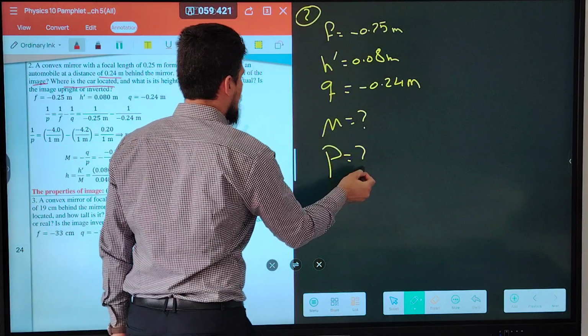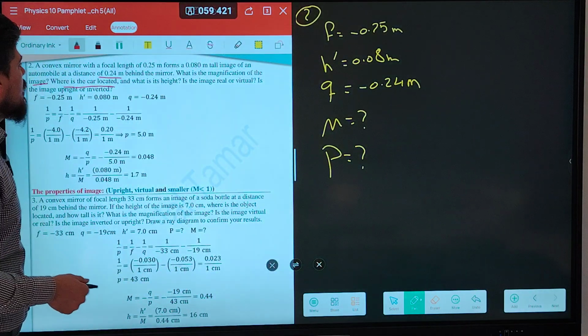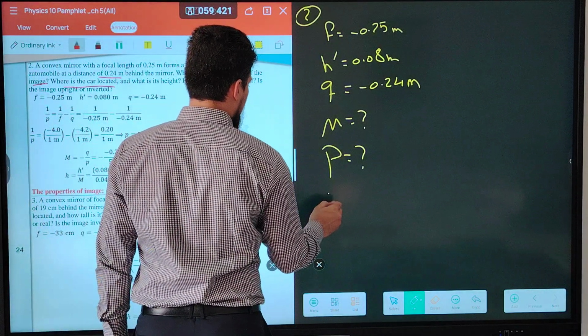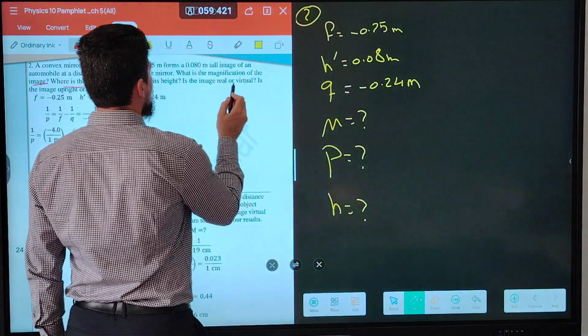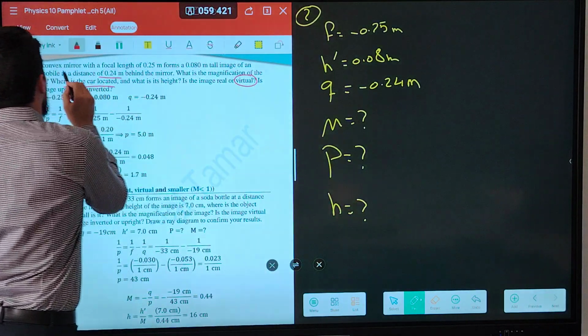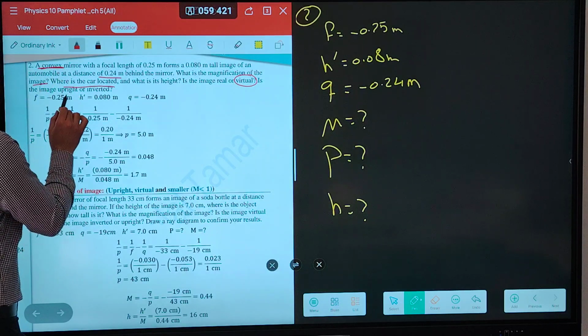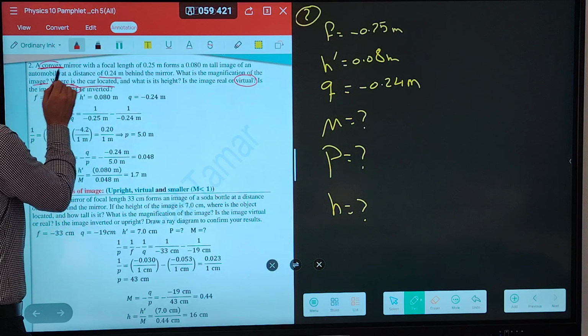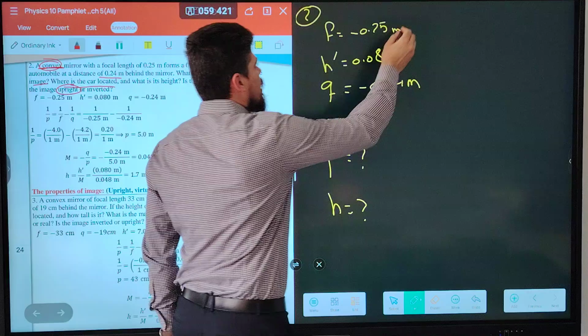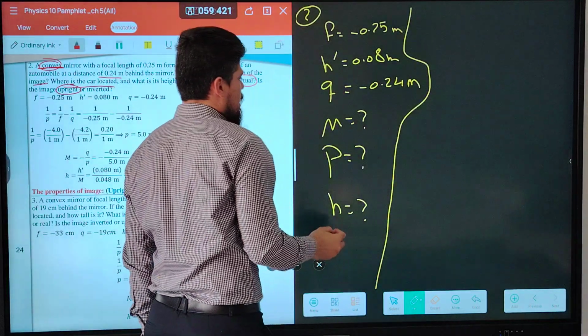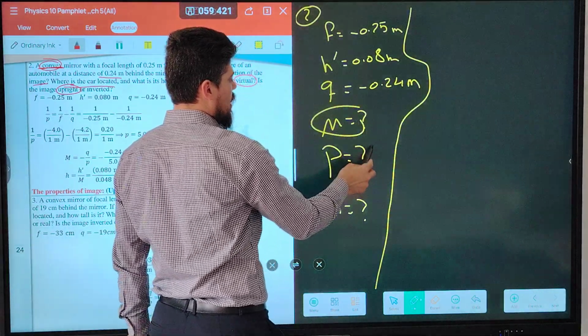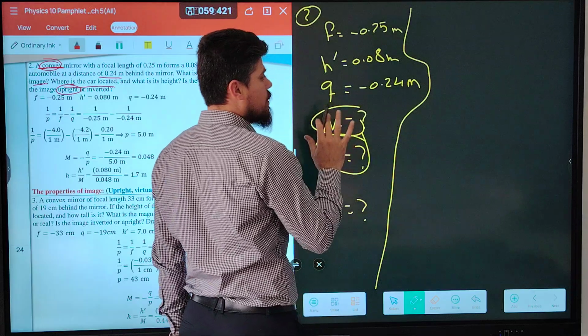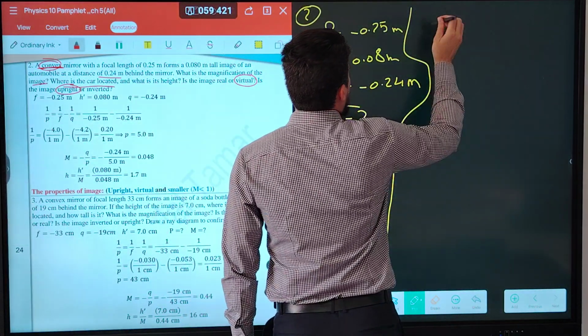And where is the car located? P. And what is the height of the object, the car? H. Is the image real or virtual? Virtual, because we have convex. Is the image upright or inverted? Upright, because we have convex. Now let's find the magnification. But before magnification, we have to find P, because without P we cannot find M. P is equal to what?